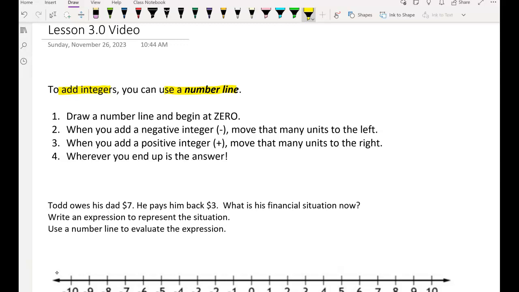When you add integers on a number line, first of all, you have to draw a number line and you're going to begin at 0. Always, always, always begin at 0. Okay?